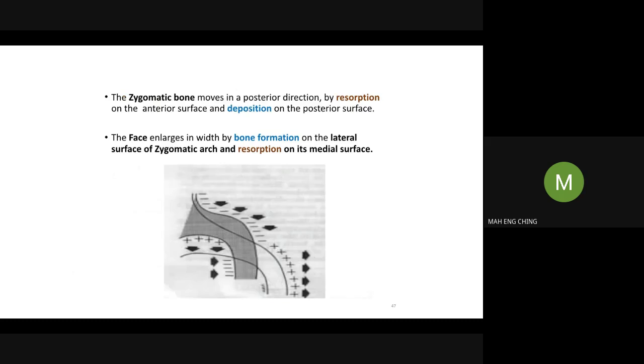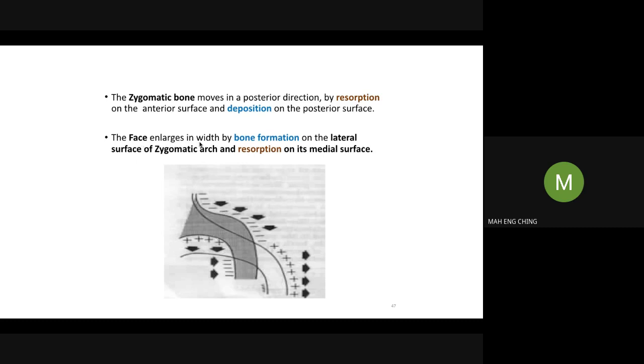So the zygomatic bone moves in the posterior direction by resorption on the anterior surface and deposition on the posterior surface. Again, it's a plus and minus sign. So we have resorption on this anterior surface, then we have deposition on the posterior surface. Again, the minus and plus signs must be in balance.